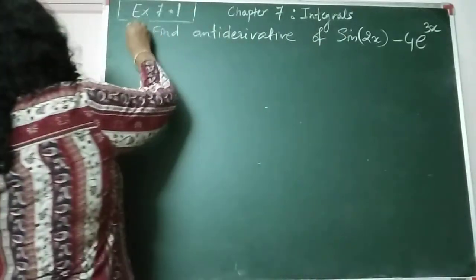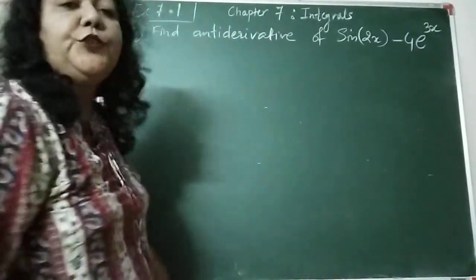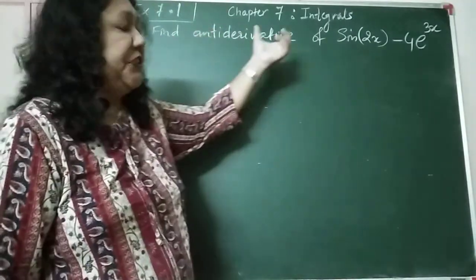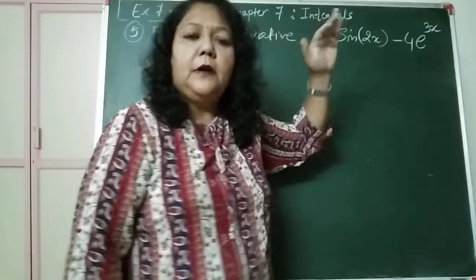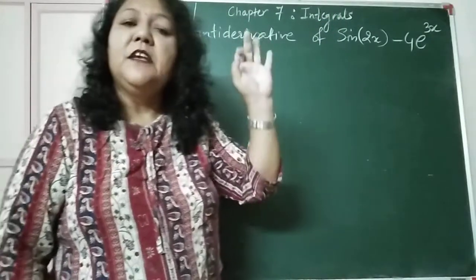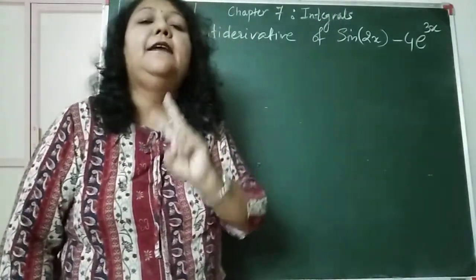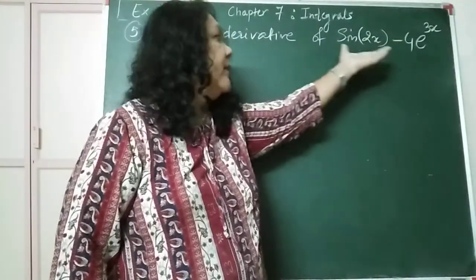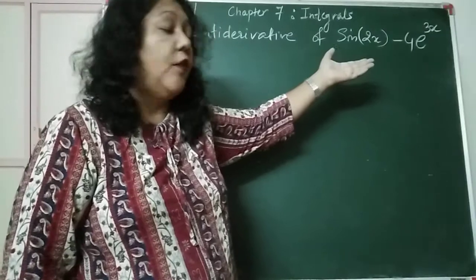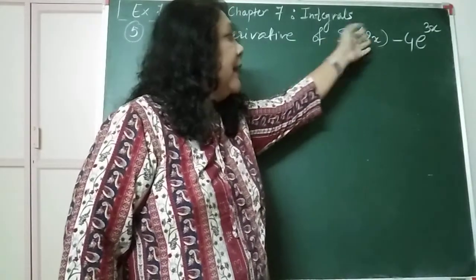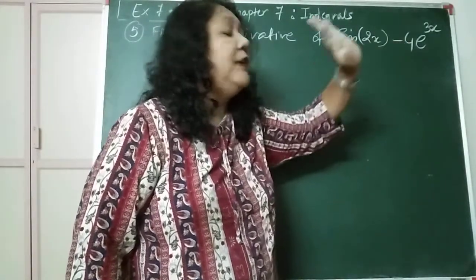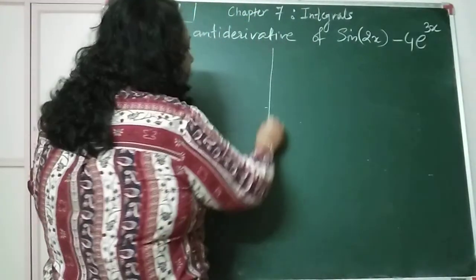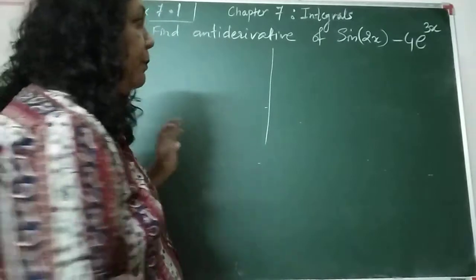Okay, so next is your question number 5. Find the antiderivative of... Earlier, all questions had only single terms. In this question you have two terms. Find the antiderivative of sine of 2x minus 4 into e raised to 3x. So what we will do is we will do it in two parts.